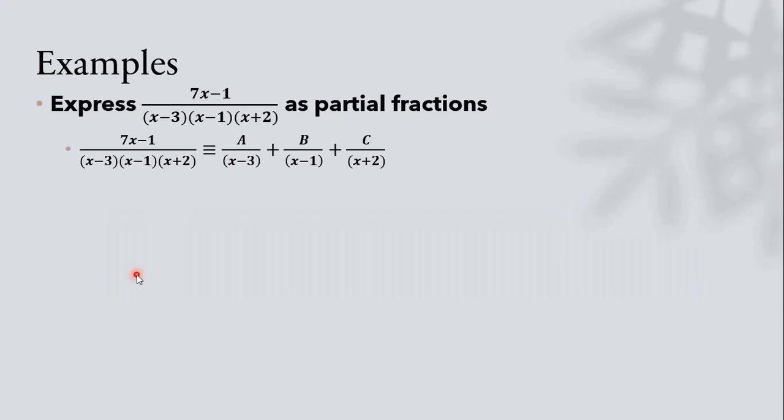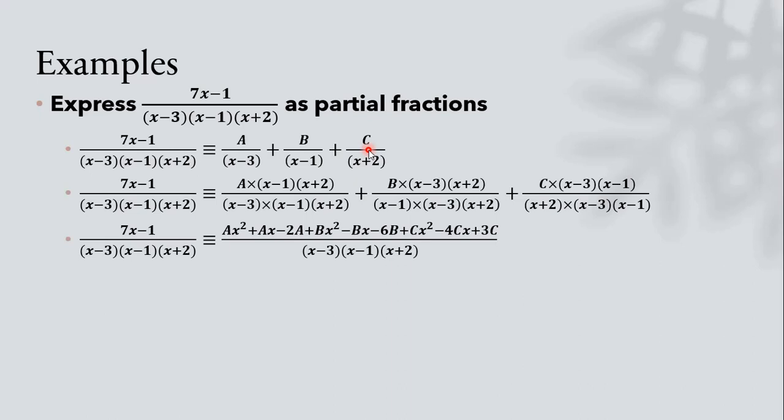So this can be written as a over x minus 3 plus b over x minus 1 plus c over x plus 2. From here, we're going to multiply by the denominators on the top and bottom to get this denominator. So here, we multiply this one by (x minus 1)(x plus 2) on top and bottom, this one by (x minus 3)(x plus 2) on top and bottom, and this one by (x minus 3)(x minus 1) on top and bottom to get something that looks like this.